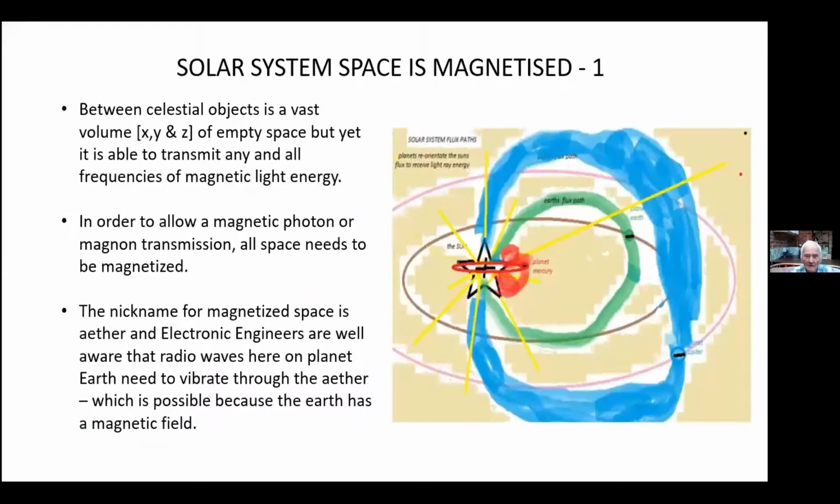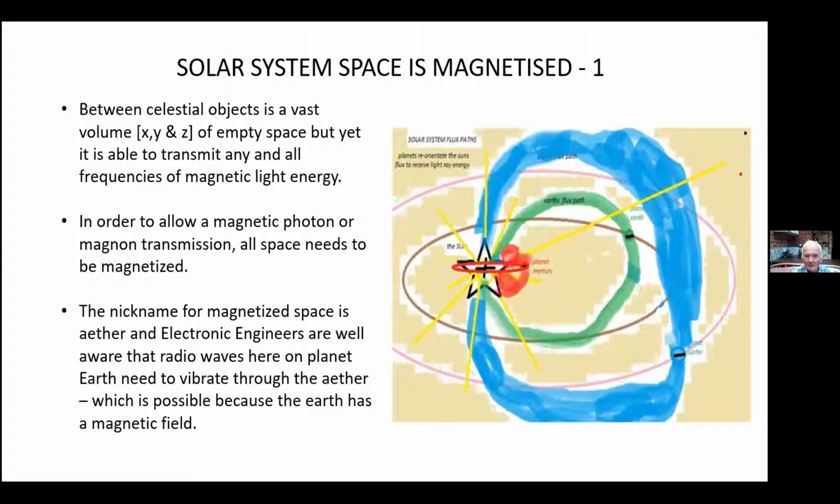So the next slide says that between celestial objects, there's a vast volume of space, X, Y, Z again, of empty space, but yet it is able to transmit any and all frequencies of magnetic light energy.